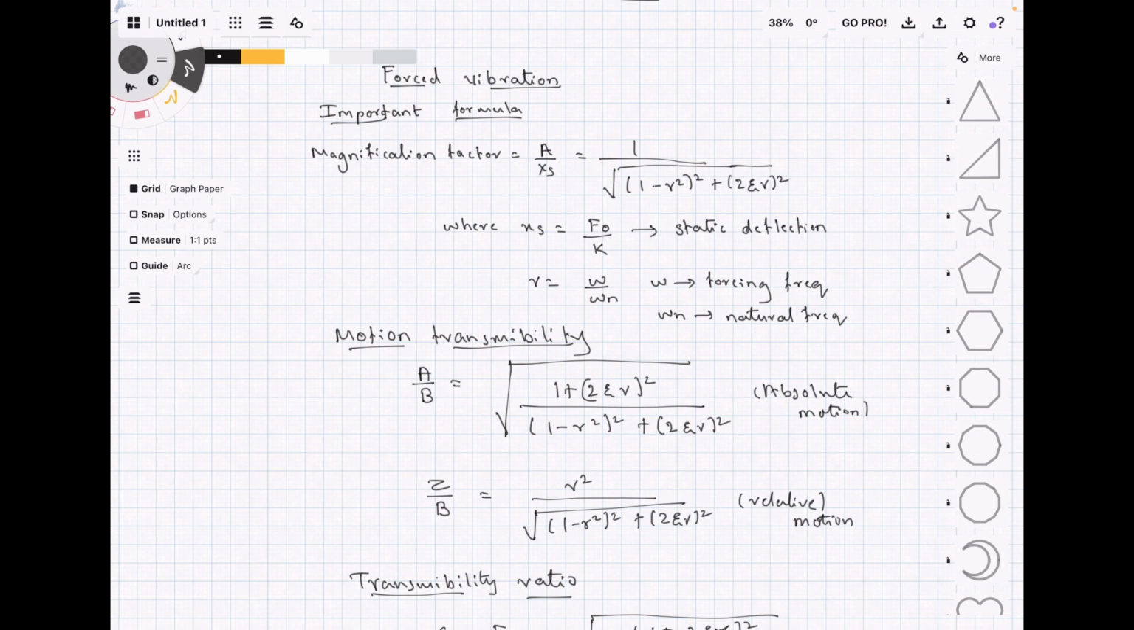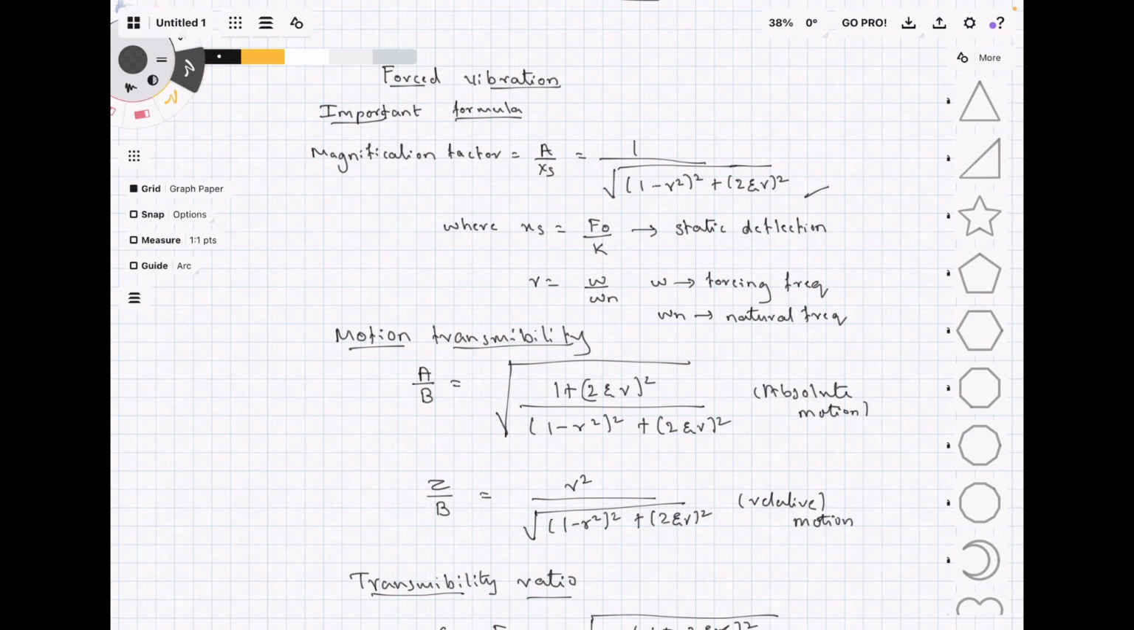This is a magnification factor in the sense of whenever a spring mass damper system is subjected to an external force, which is a sinusoidal force, then what will be the amplitude of the system? That will be given as A. And xs is the static deflection, which is taken as F naught by K. So this is the formula which you need to remember here: 1 upon square root of (1 minus r square) the whole square plus (2 zeta r) the whole square, where r is nothing but omega by omega n, where omega is the forcing frequency and omega n is the natural frequency of the system.